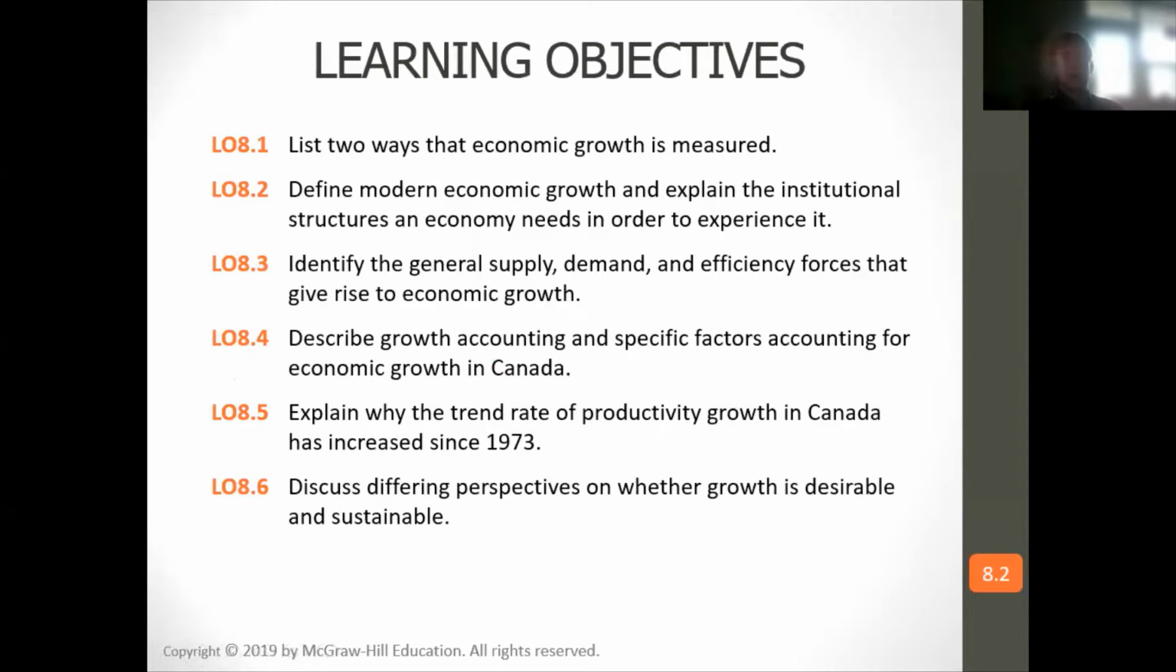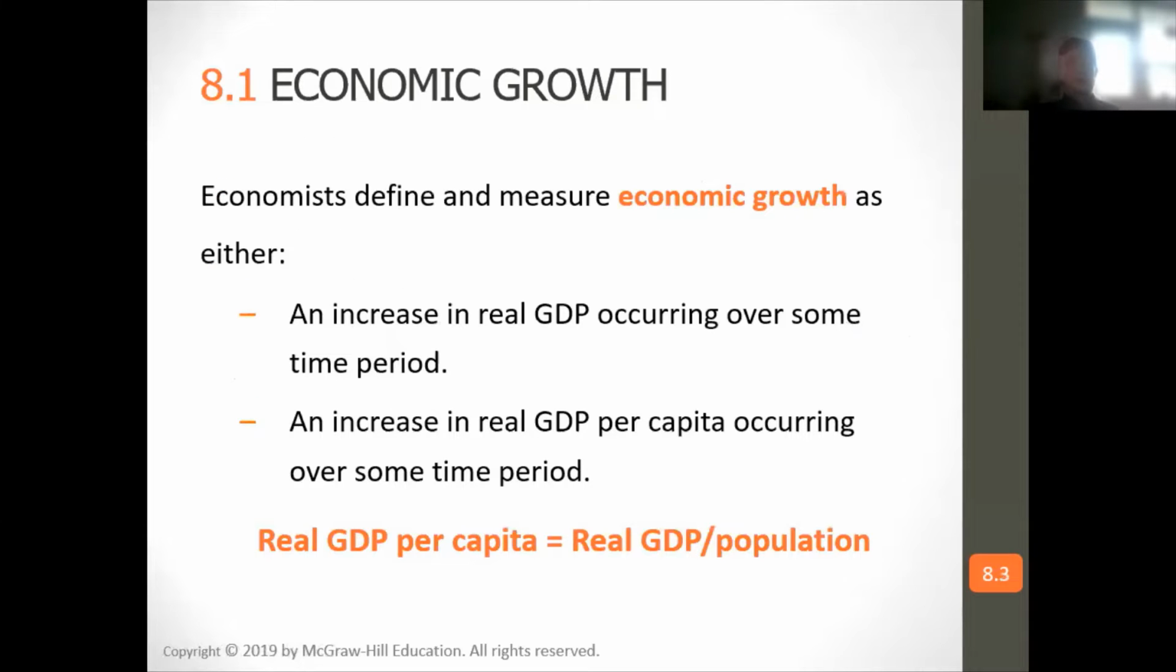So we're going to go through ways economic growth is measured, modern economic growth, general supply, demand, and efficiency forces, and how productivity growth in Canada has increased since 1973.